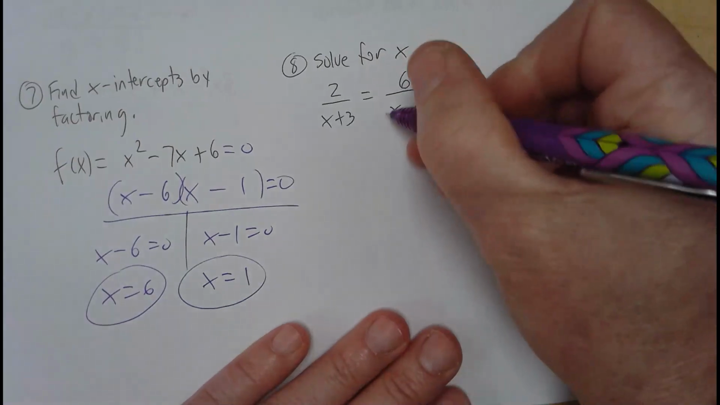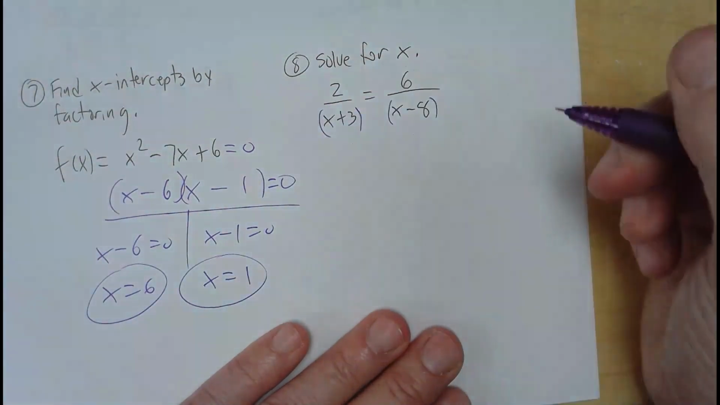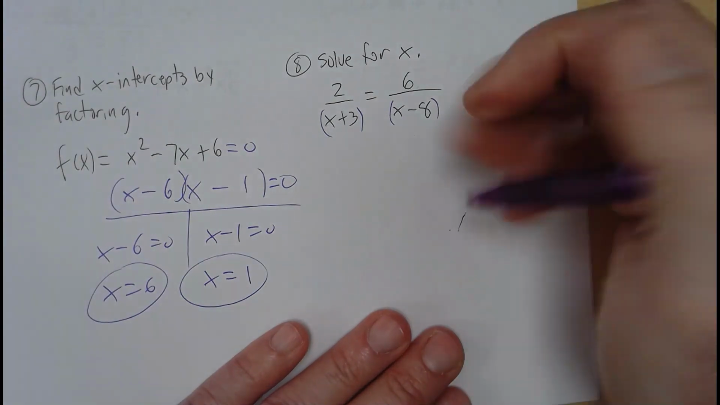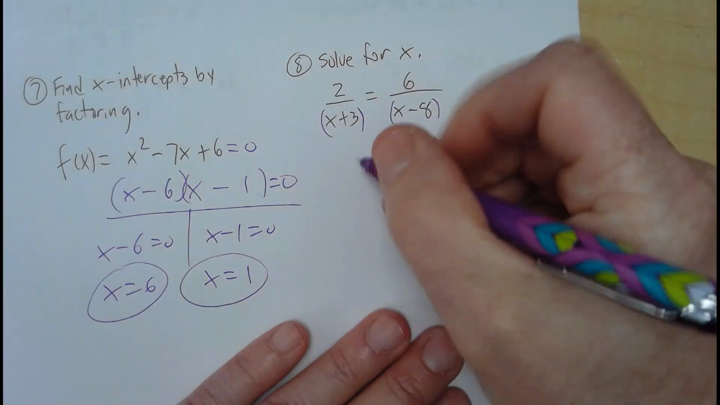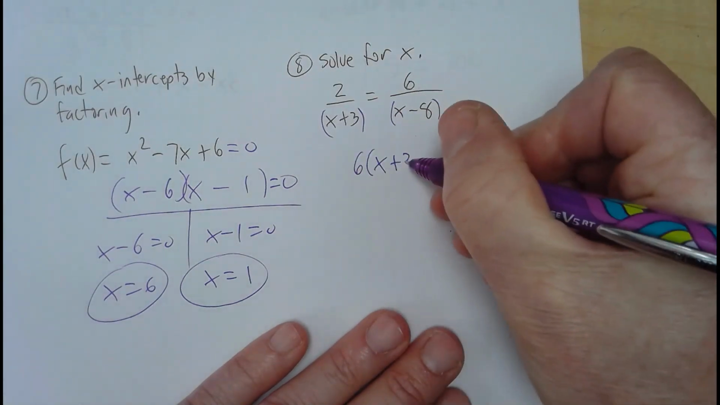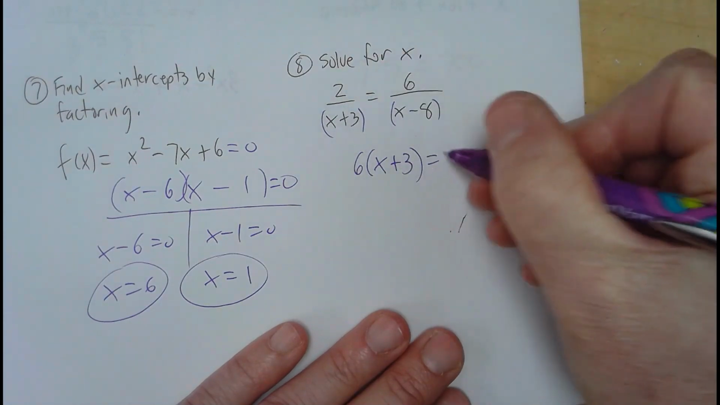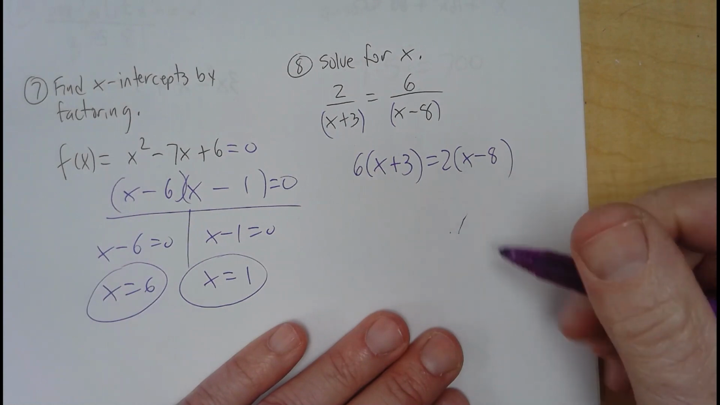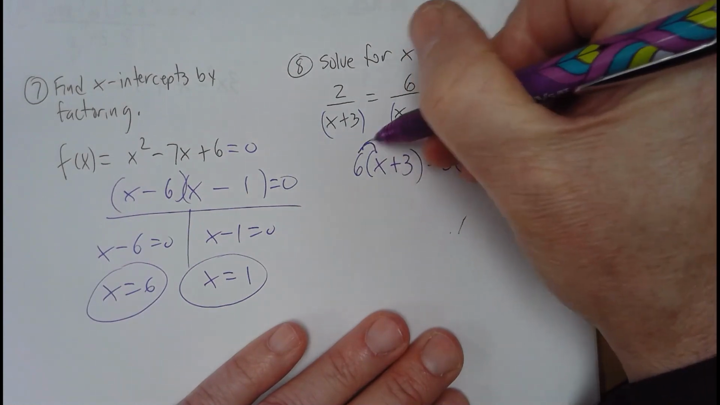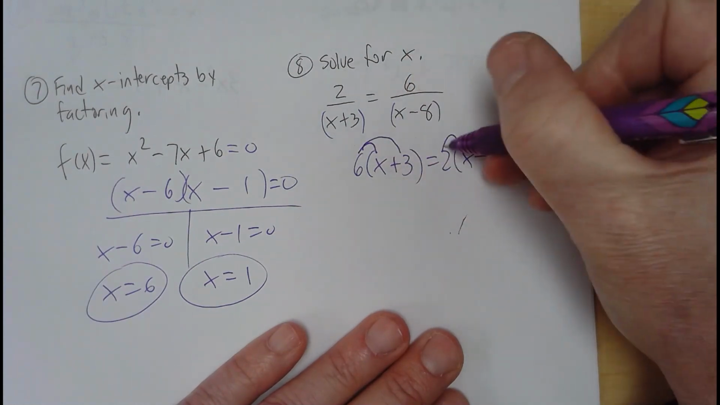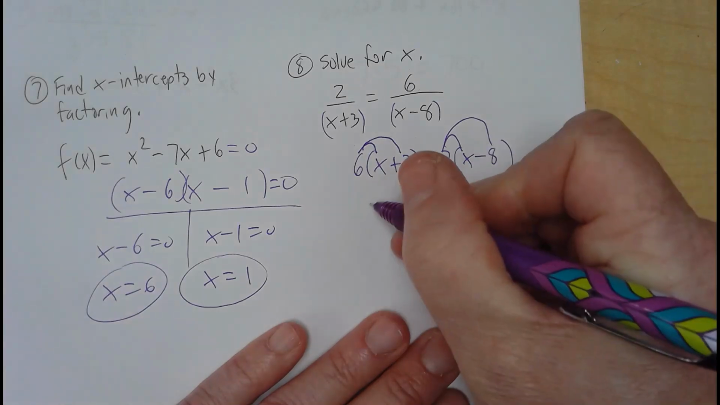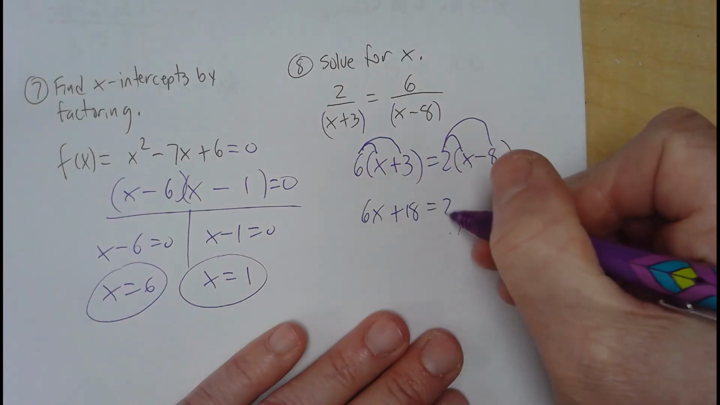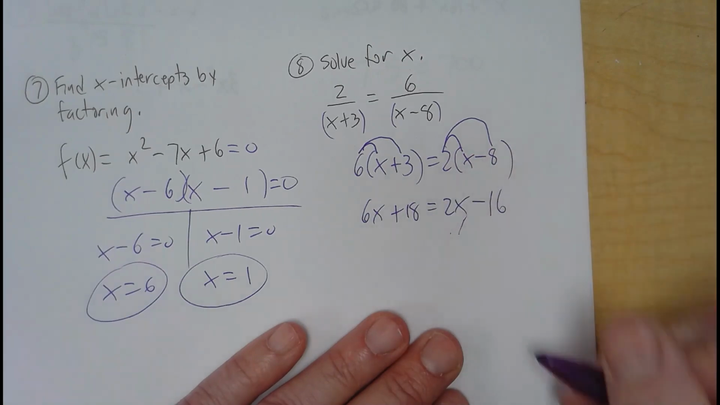Okay, we love our binomials, so we're going to put our binomials in parentheses. We cross multiply. 6 times this is 6 times x plus 3. 2 times this is 2 times x minus 8. So now I can distribute through the parentheses. 6 times x, 6 times 3, 2 times x, 2 times the negative 8, or minus 8. So it's 6x plus 18 is equal to 2x minus 16.